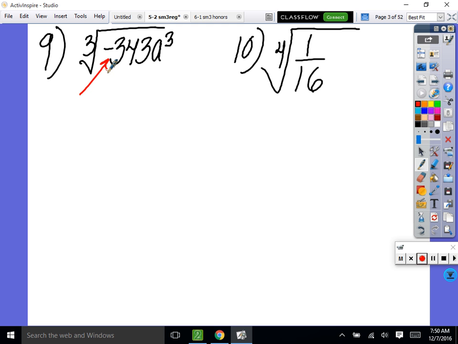Cube root of a negative, isn't that absolutely okay? Odd roots that have a negative underneath have negative answers. So we need to make sure to pull out the negative. It doesn't stay under the radical. Did everybody hear that?